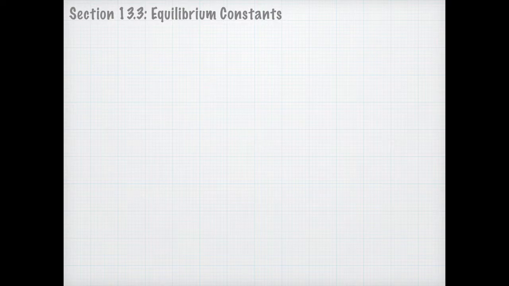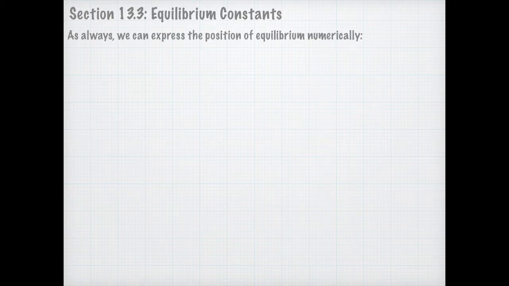So in this lesson, I'm going to quantitatively describe equilibrium, because we spent the last class working qualitatively on what exactly equilibrium means. Remember, it's when the rate of your forward reaction equals the rate of your reverse reaction. But now we're going to put a number to it. Okay? So the value that we use to describe the state of our equilibrium is called our equilibrium constant. All right? So as always, we can express equilibrium numerically, and we're going to do that with our equilibrium constant.